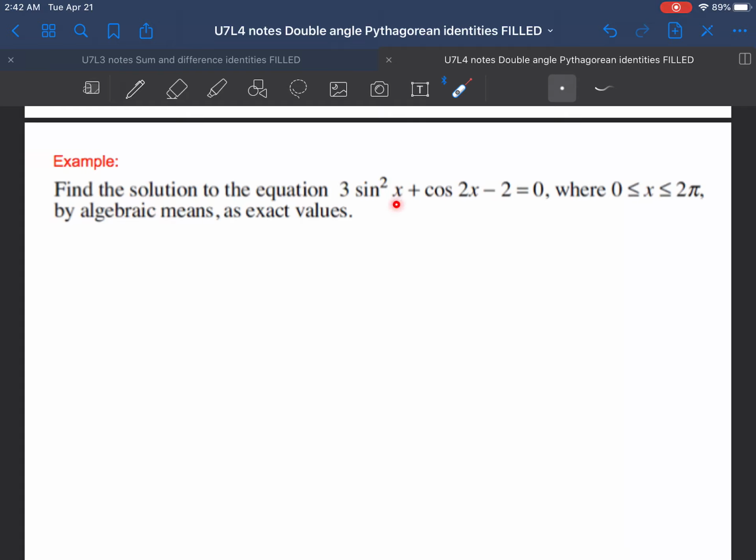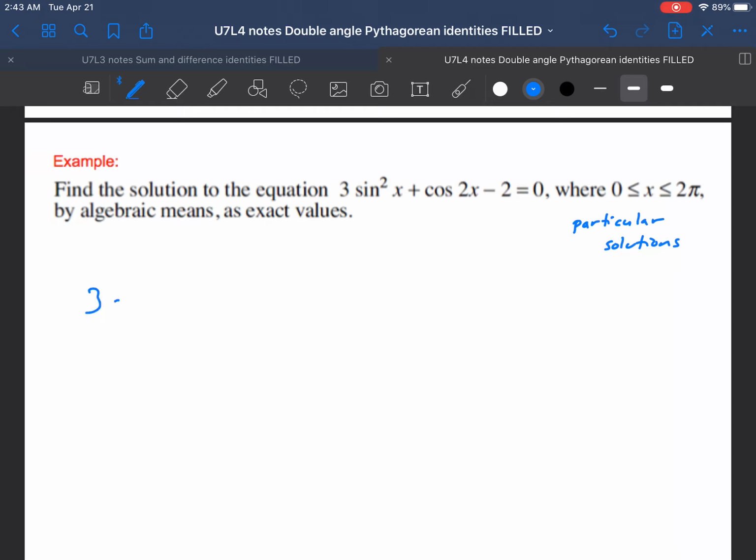Okay, the example here says find the solution to the equation where x is between 0 and 2 pi. Okay, so we've got one full unit circle. We're finding a particular solution. I know I've used that wording before, not a general one. So what that means is we have finite answers. We don't have a formulaic way of expressing infinite answers. We're going to have a finite number of answers. And we want exact values.